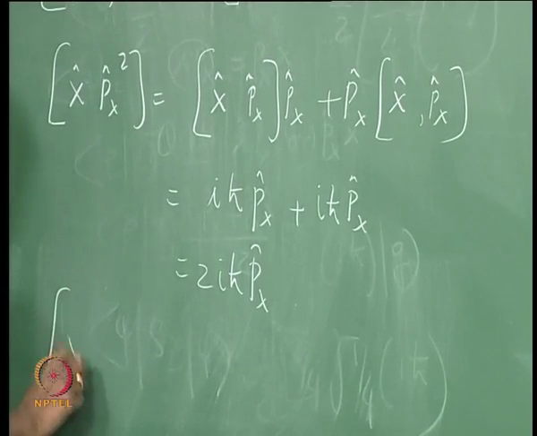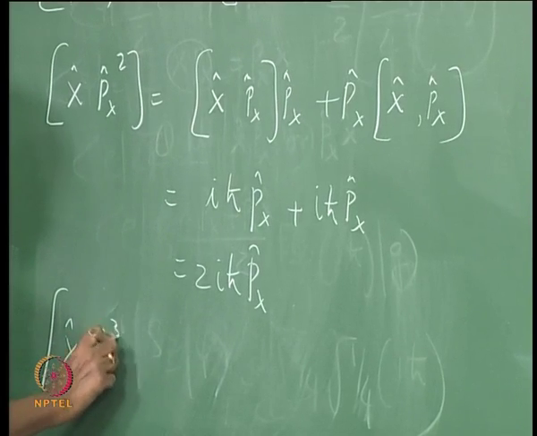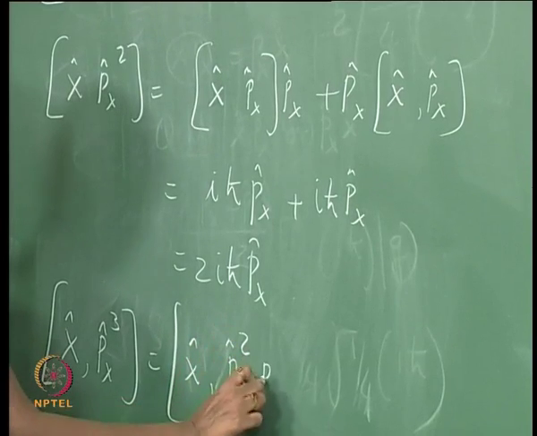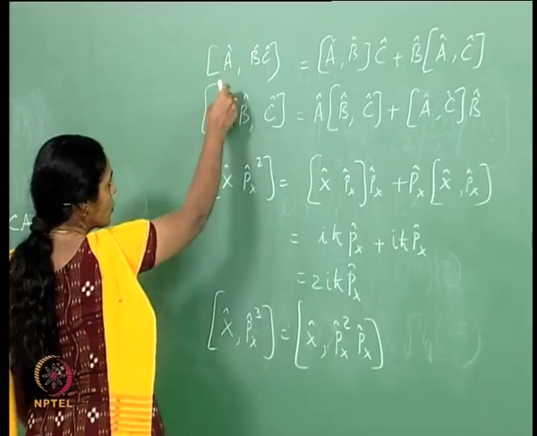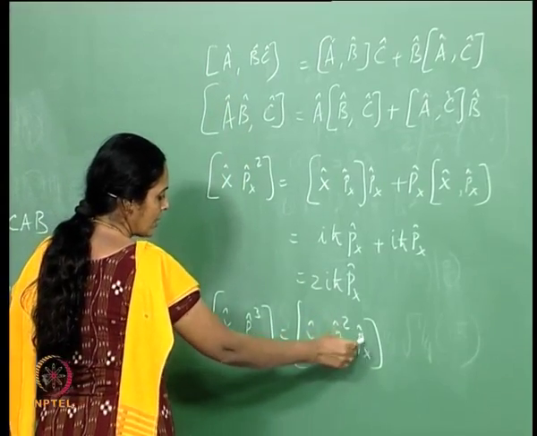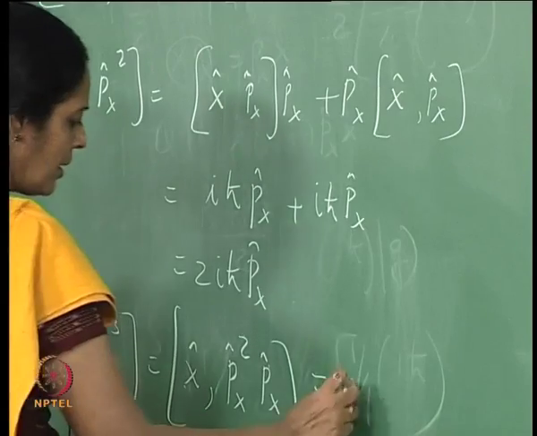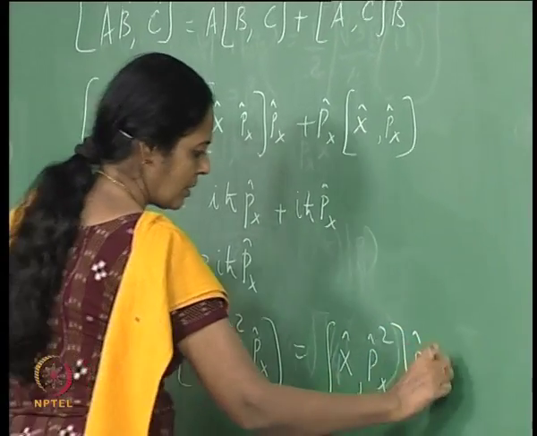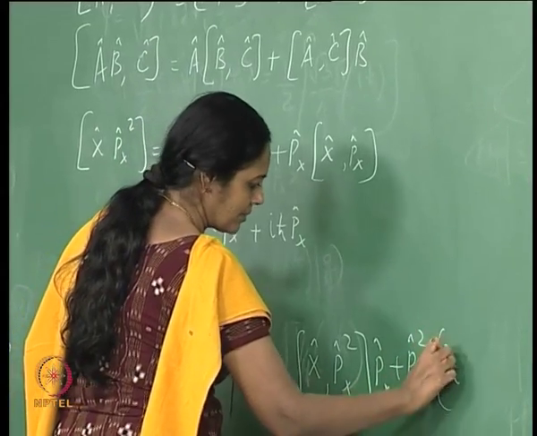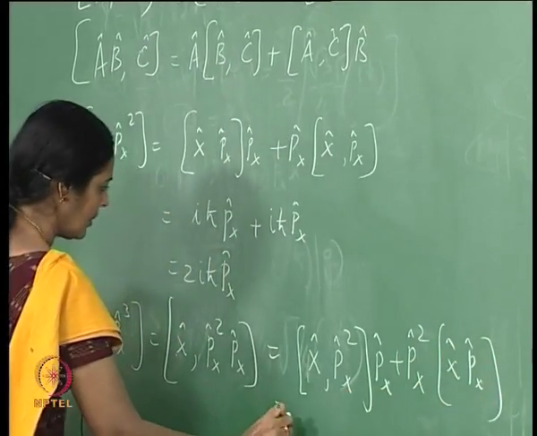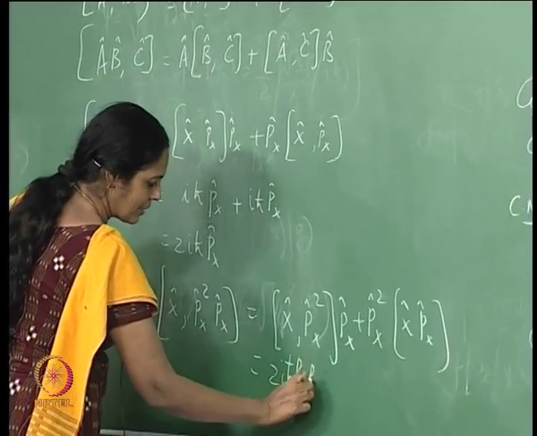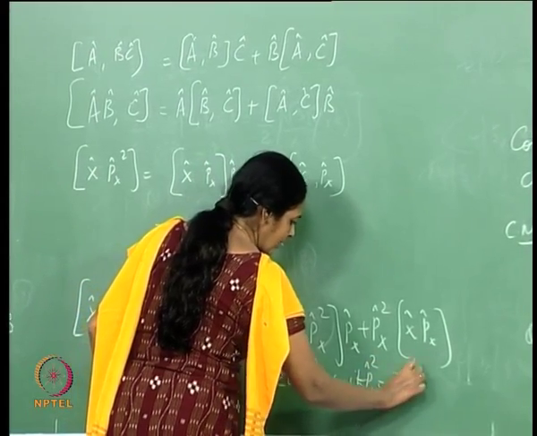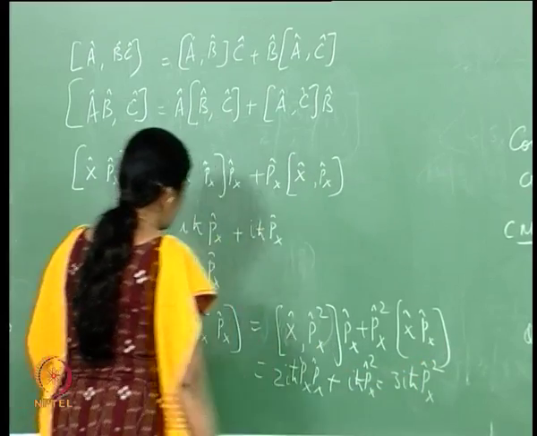Now what is the commutator of x with Px cubed? Well, I can always write it as the commutator of x with Px squared Px. I use the ABC rule that says this is B and that is C, and therefore I am going to have x Px squared with Px plus Px squared x Px, which is 2iħ Px times Px plus iħ Px squared, which is 3iħ Px squared, and so on.